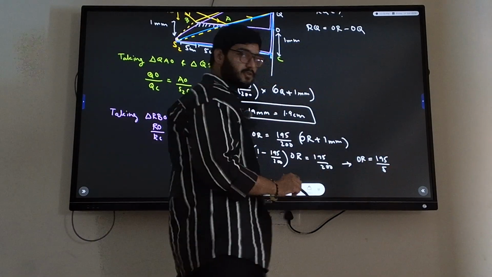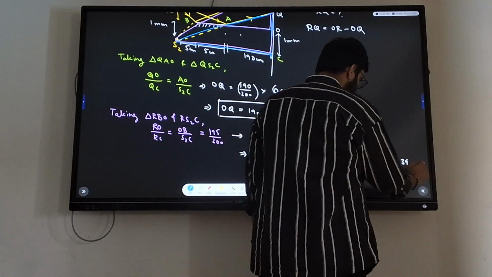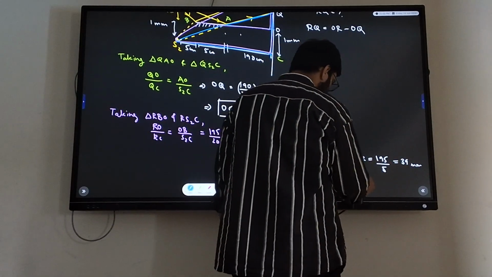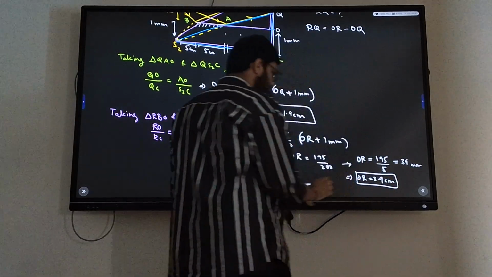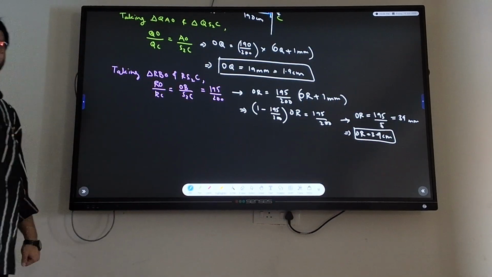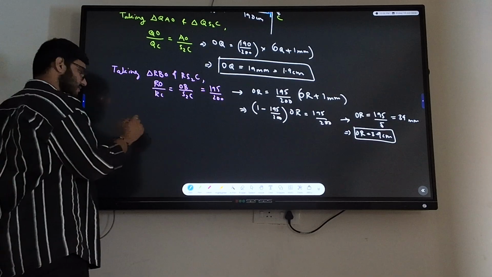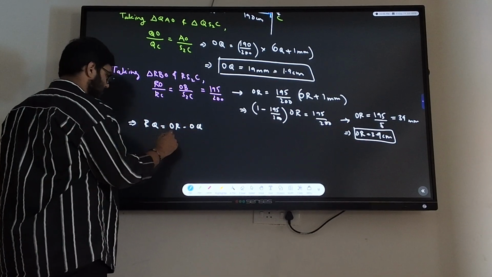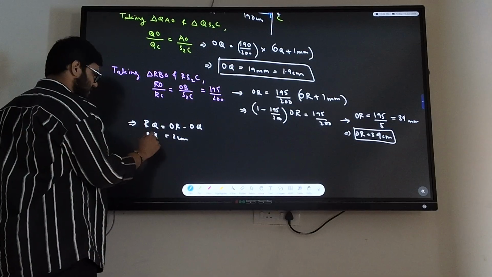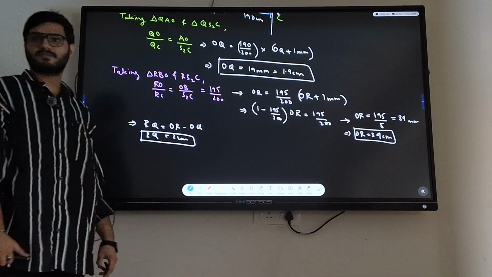And what is this coming out to be? 39, no? 39 millimeter, but then in centimeter? 3.9 centimeter. If this is so, then what should be RQ? That's OR minus OQ, and that will come out to be? RQ is equal to OR minus OQ, that's 2 centimeter. It's as simple as that. Do you understand the A part of the question?